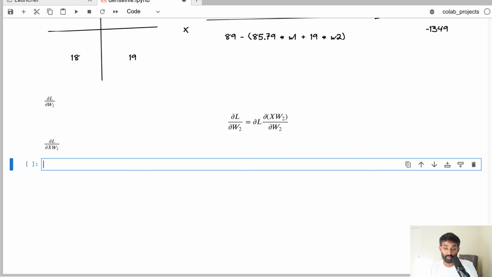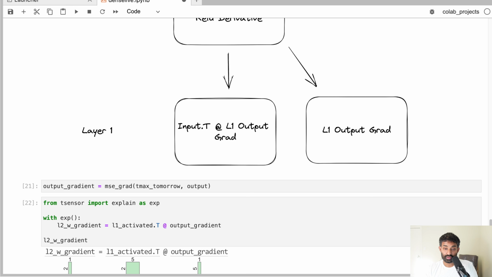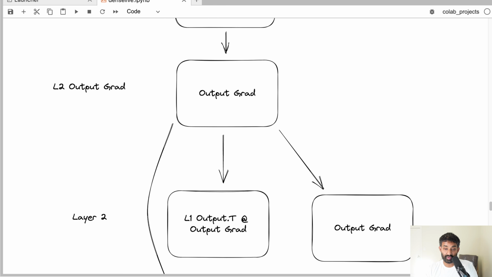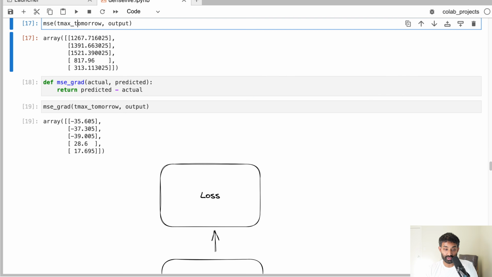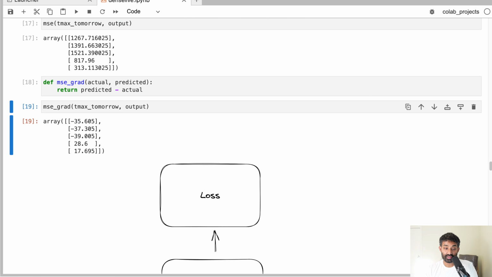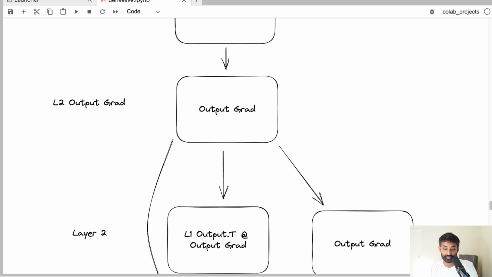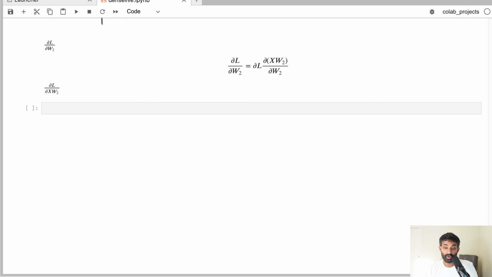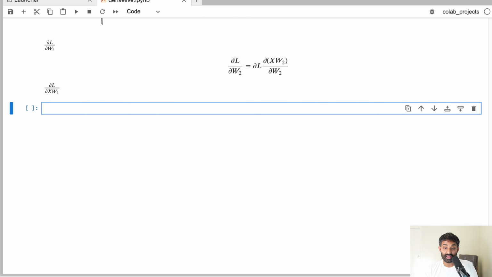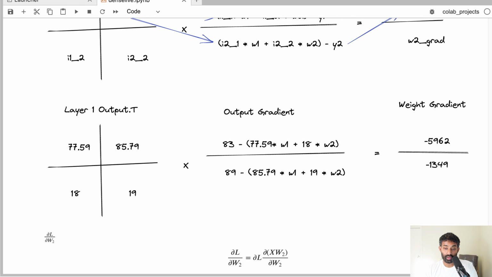All right, so this is the equation we need to solve. So the partial derivative of loss with respect to the model output is the first piece that we need. That's called the output gradient. And that's the output of our MSE grad function. So this is the partial derivative of loss with respect to the output of layer 2. Then what we do is we multiply that by the partial derivative of the output of layer 2 with respect to the weights. And that is just x. That's the input to layer 2, or the output of layer 1, which is what we did here. We took the output of layer 1 and we multiplied it by the gradient to get the weight gradient.